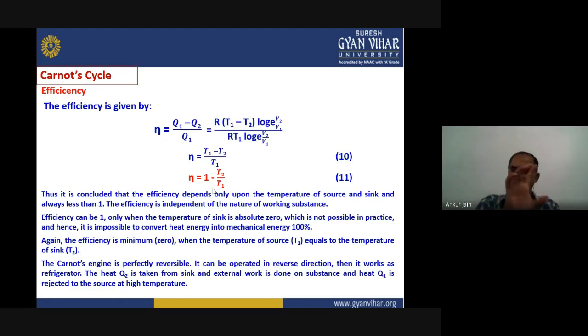But what we have studied now was a heat engine. If we do it in the reverse process, it will work as a refrigerator. The heat Q2 will be taken from the sink, and external work will be done on the substance, on the gas, and then the heat Q1 will be released to the source at high temperature, and that is the principle of our refrigerator. Okay, so that is all about the Carnot cycle.